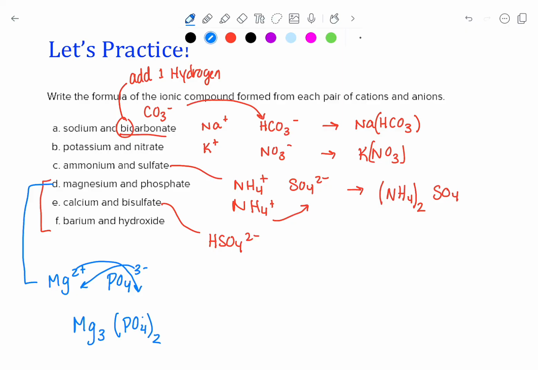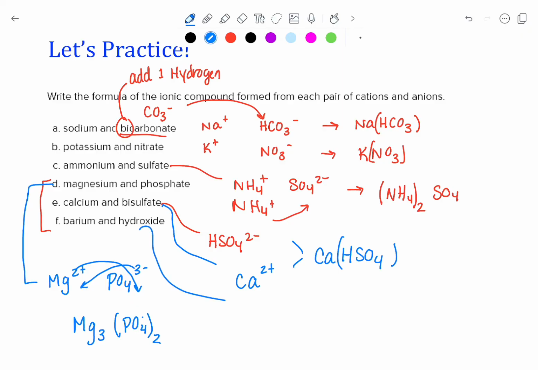Okay, so next up we have calcium and bisulfate. Well, calcium, we've looked at before, has a 2+ charge because it's in group 2. And we said that bisulfate is HSO4 -. So those would come together in a 1-to-1 ratio to be CaHSO4. And if you wanted to put a parenthesis around that, you could, just to show the difference.